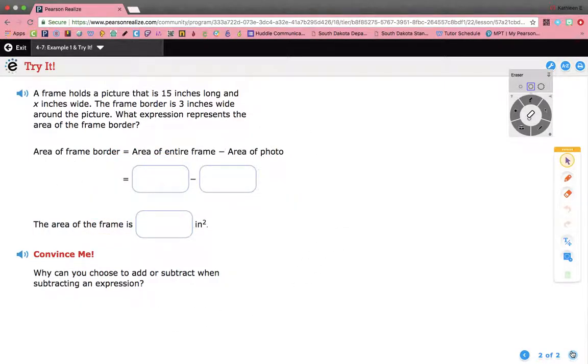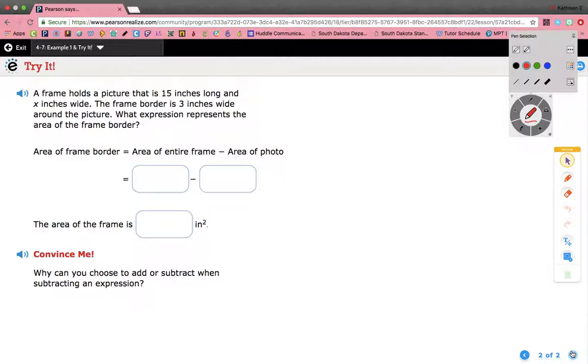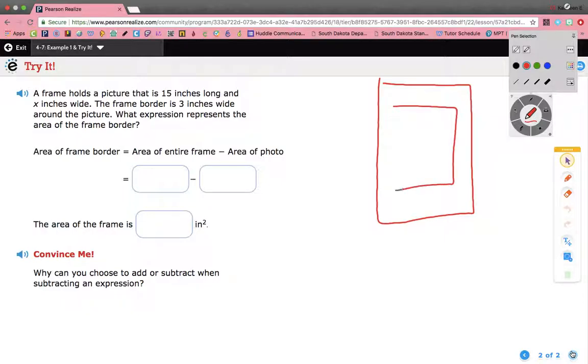Okay, so this is a similar problem to the one we just did with the pool. I think that drawing a picture is going to be very helpful. So let's draw, here's the frame with a picture inside. A frame holds a picture that is 15 inches long and x inches wide. So the area of the picture is length times width, or 15 times x, which is 15x. Okay, and then we have the frame borders 3 inches wide around the picture. So this is 3, this is 3, this is 3, this is 3.